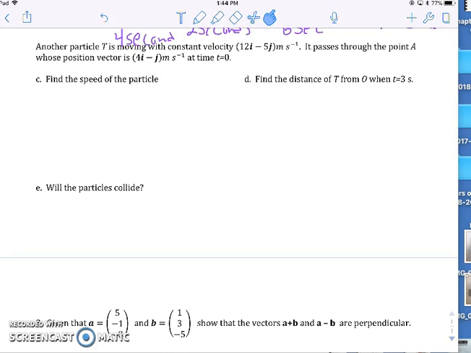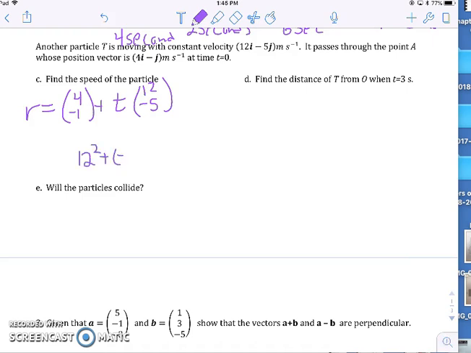12i plus 5j, it passes through a point 4i minus j. So I'm going to write the equation for this. So it's starting at 4, -1, plus t, and the velocity would be 12, -5. So the speed, once again, we have to do the Pythagorean theorem with our directional vector. So 12 squared plus -5 squared. Then we have to take the square root of that. And I think that turns out to be 13. So it's moving at 13 meters per second.